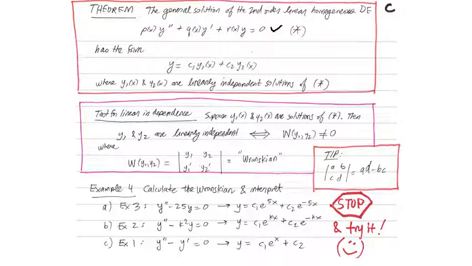Turns out from the theory, the general solution of that type of differential equation always has that form, c1 y1 plus c2 y2, where y1 and y2 are linearly independent solutions. Now, the concept of linear independence is a very important concept in connection with this topic, and that concept can be defined in various ways.